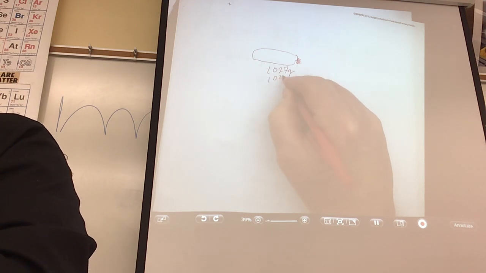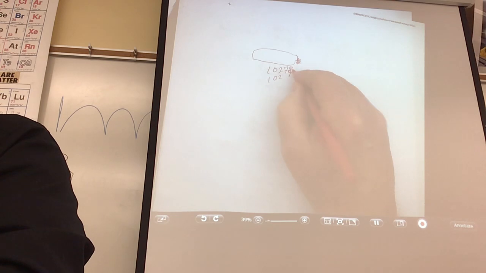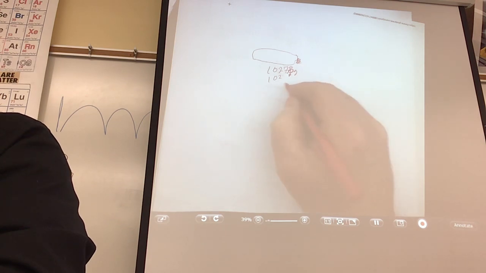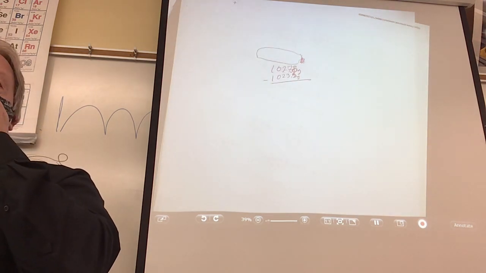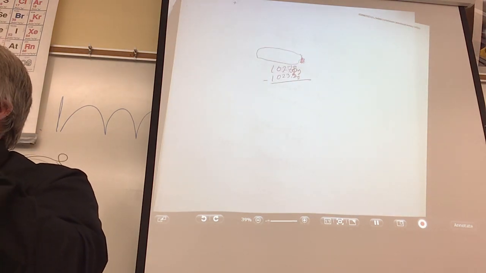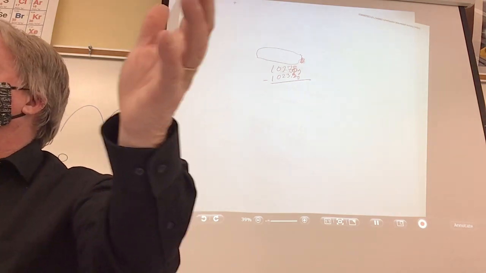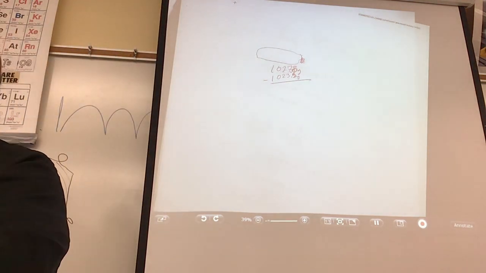1,020, whoops. I forgot that's off my 8, didn't I? Okay, so 1,027.8 grams, and then 1,023.2 grams. Well, what am I going to do with those 2 numbers? You weigh this, I use some of the oxygen, now you weigh less. What does that tell me?